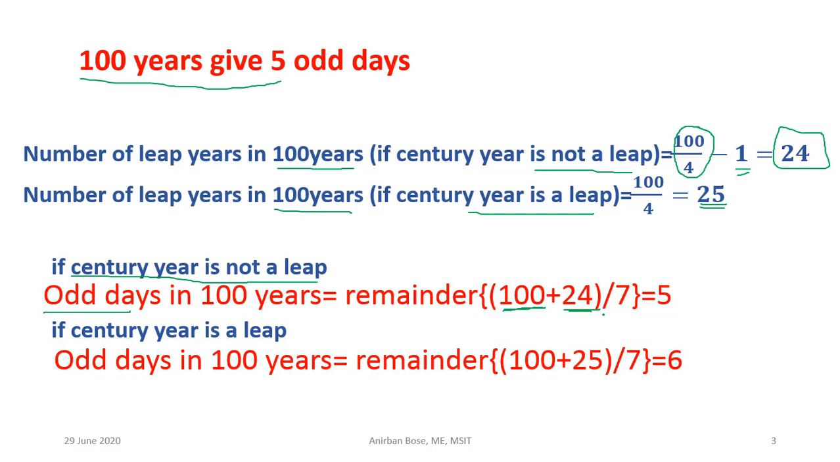And again, to reduce the odd days, we will divide by 7 and find out the remainder. If you do that, the remainder will be 5. So in 100 years, where the century year is not a leap year, 5 odd days. But if the century year within that 100 years is a leap year, then you have to consider 25 leap years. Therefore, the number of odd days will become 6.